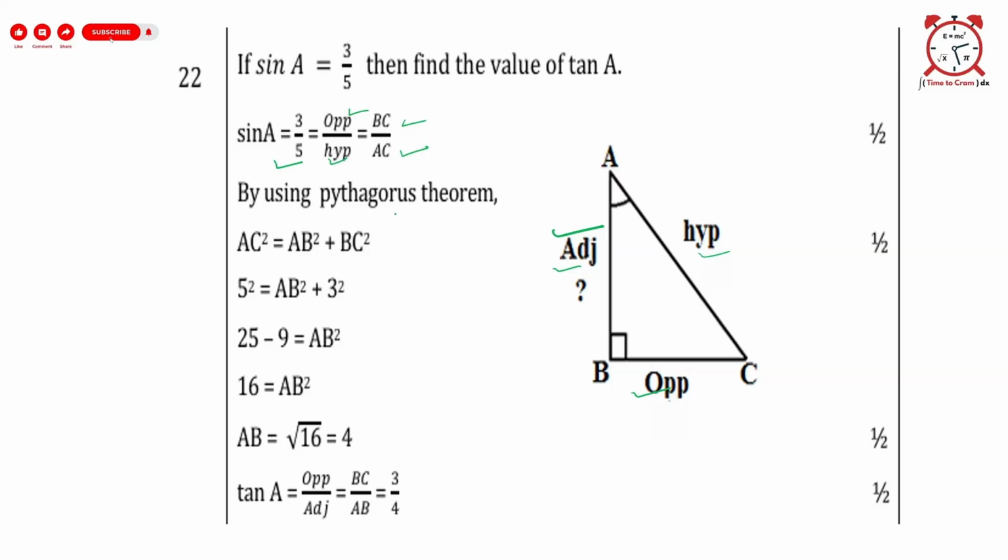Now we will use the Pythagoras theorem and we will find the value of AB from it. So AB is 4. Now from these three values, because from sin it is very clear that opposite is 3 and hypotenuse is 5, and by the calculation we found AB equal to 4. Now tan A equal to opposite upon adjacent, so BC upon AB, so 3 by 4. In that way we have to find the given trigonometric ratio.